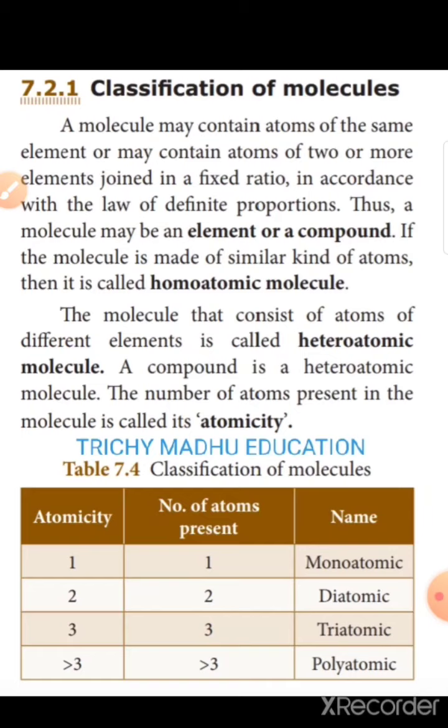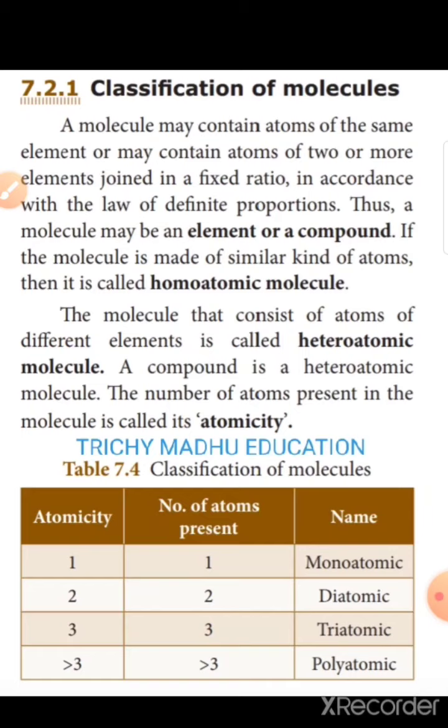Now, classification of molecules. Atomicity 1, 2, 3 and above 3. Number of atoms present: 1, 2, 3 and above 3. For atomicity 1, number of atoms present is 1, name: monoatomic. For atomicity 2, number of atoms present is 2, name: diatomic. Atomicity 3, number of atoms present is 3, name: triatomic.